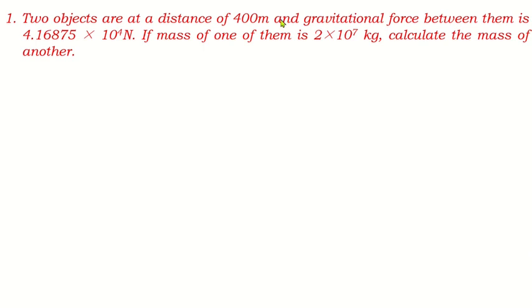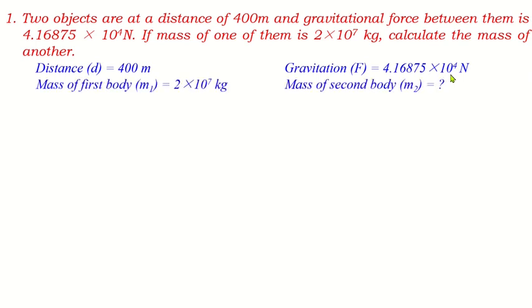Now we have to write the given first. The distance between them is given, which is denoted by small d, and this is the gravitational force denoted by F, and the mass of the first body can be denoted by m1. That's why I can write distance 400 meter, gravitational force F is 4.16875 into 10 to the power 4, and another piece of information, mass of the body m1 is 2 into 10 to the power 7 kilogram. And we are going to calculate the mass of the second body. Here something is missing, that is capital G, and capital G we can take ourselves.